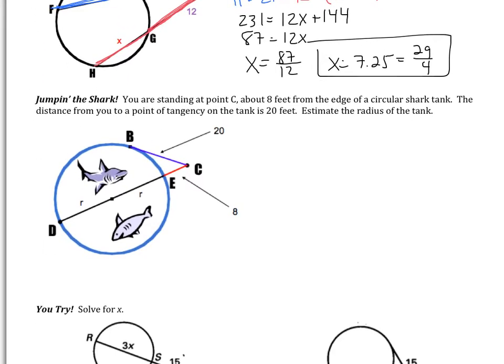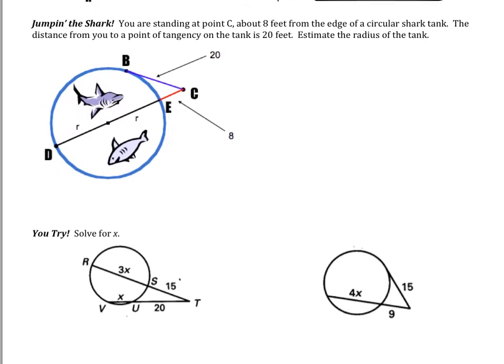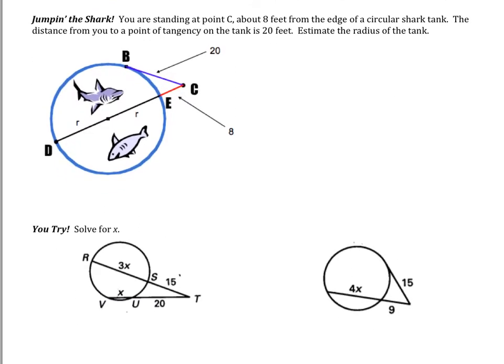Okay, so let's look at another example. We're going to do one more together, and then you're going to do 2 on your own. This next one is called jumping the shark. It says, you are standing at point C, about 8 feet from the edge of a circular shark tank. The distance from you to a point of tangency on the tank is 20 feet. Estimate the radius of the tank.